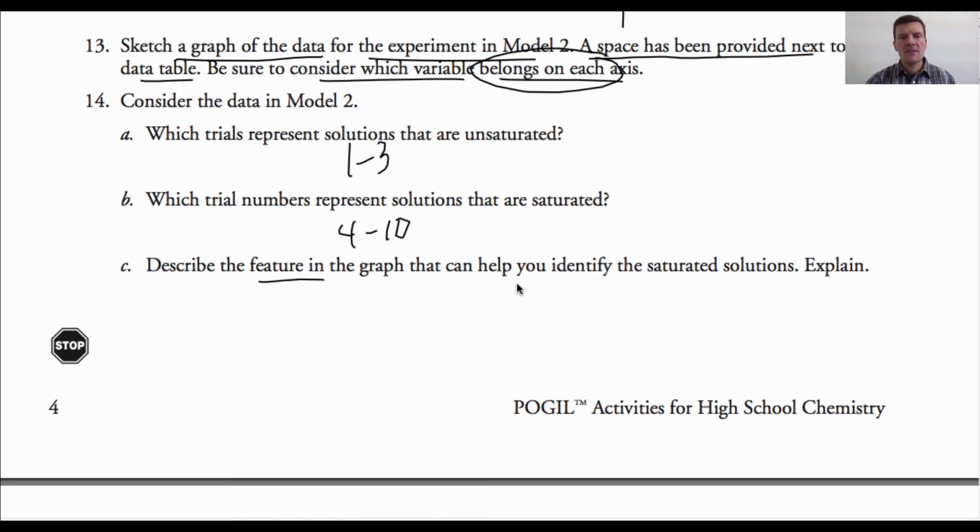Describe the feature in the graph that can help you identify the saturated solutions. Well, the saturated solutions are going to happen once the graph flattens out. Once the graph goes flat, you know that you have saturated solutions.